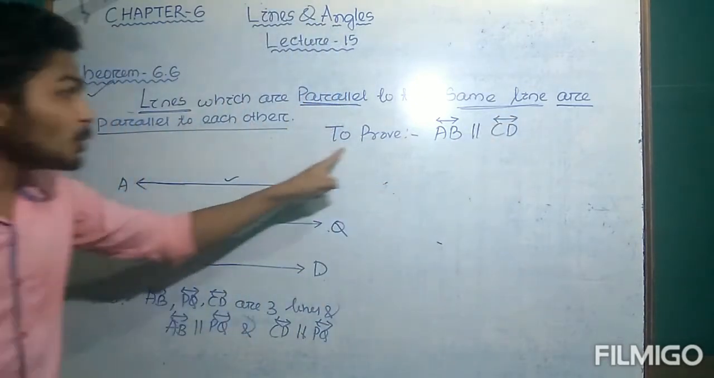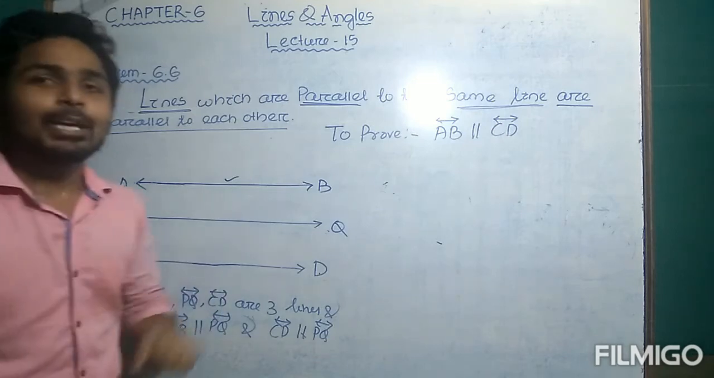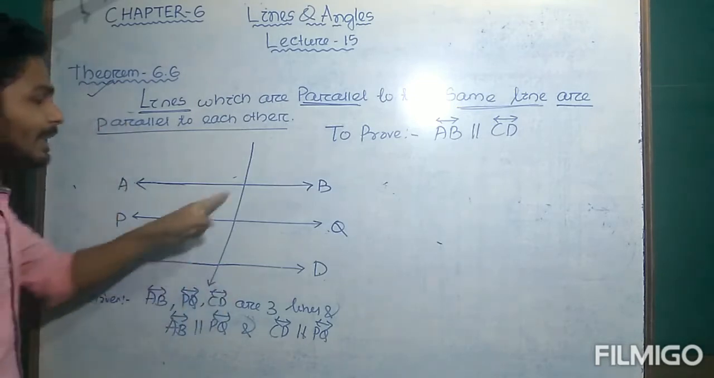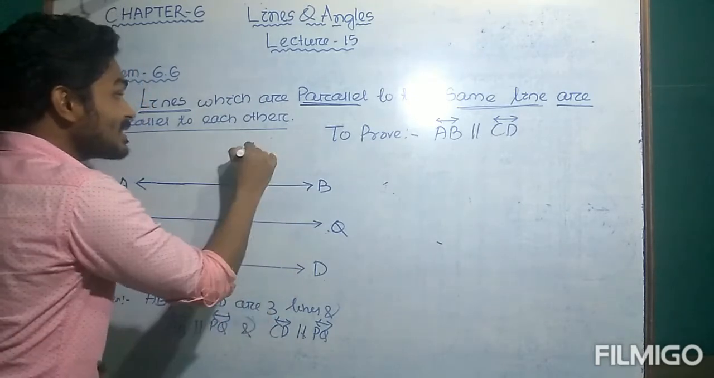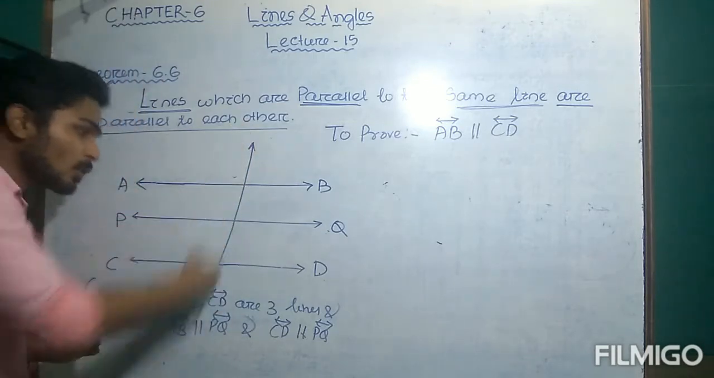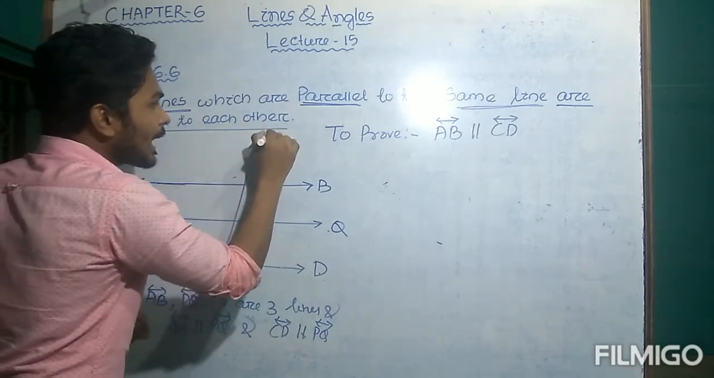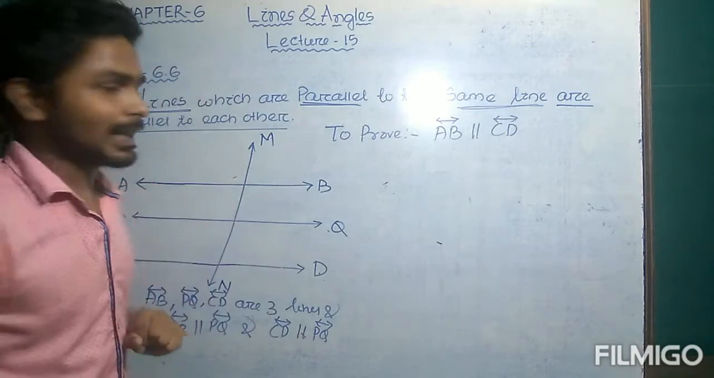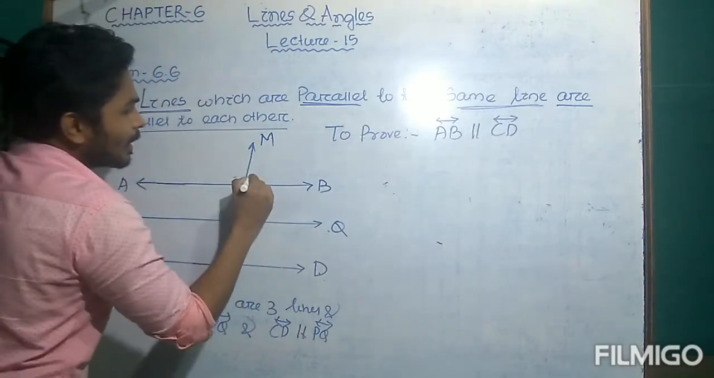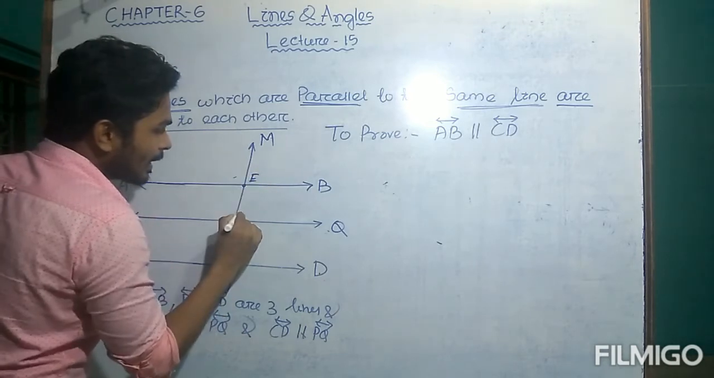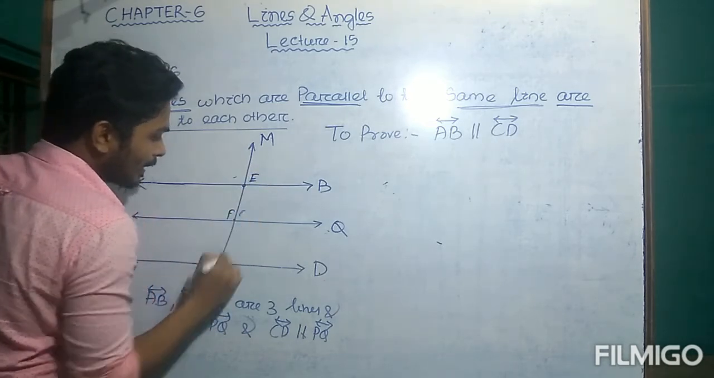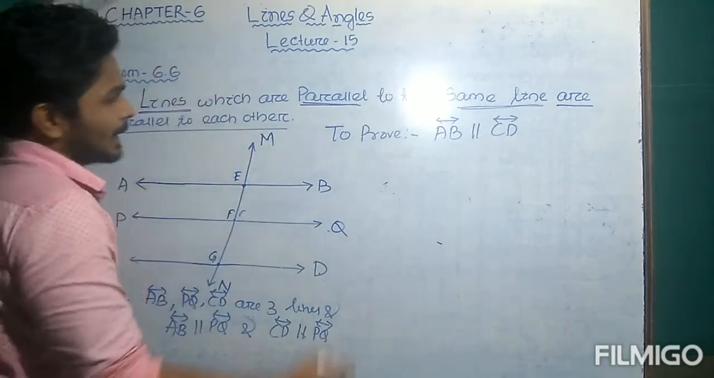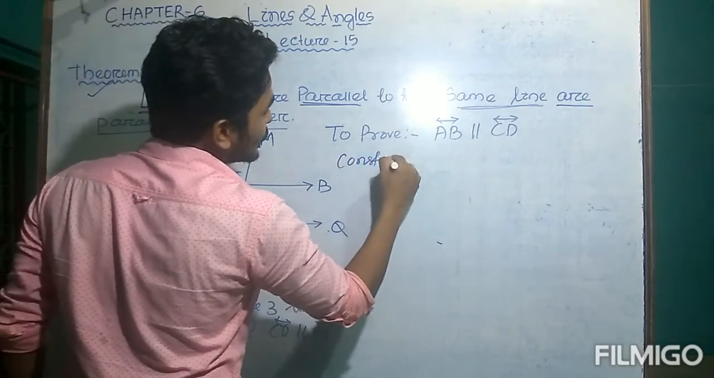In order to prove this statement, AB parallel to CD, we first need to draw a transversal line which intersects all the three lines. This is the construction. You have to draw a transversal line MN which intersects these three lines at three distinct points. Suppose the three distinct points are E, F and G. You have to construct this transversal line.